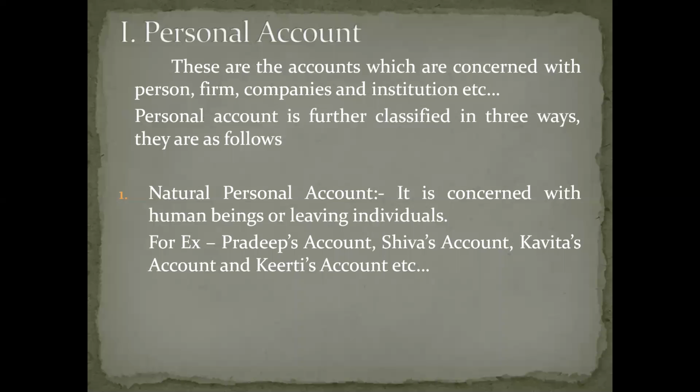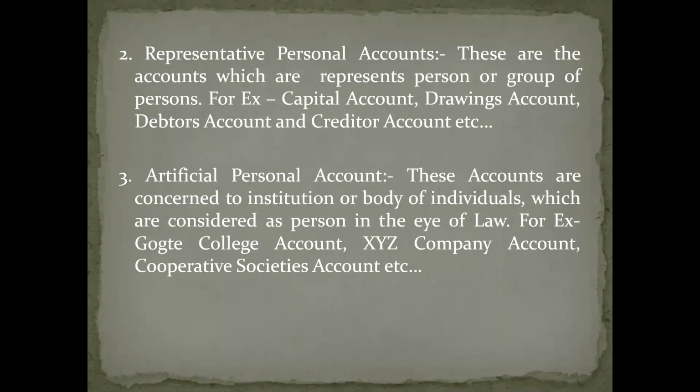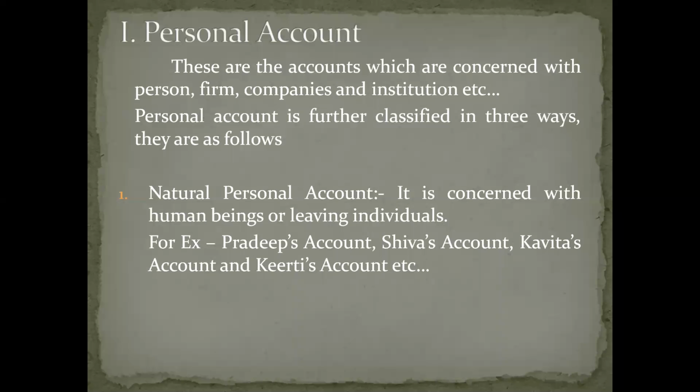This personal account is further classified in three categories. Further classification is not so important, but we will discuss it. But you must be perfect with the three main classifications: first one is personal account, second one is real account, and third one is nominal account. So let's see the further classification of personal account. It is classified as natural personal account, representative personal account, and artificial personal account. First one is natural personal account.